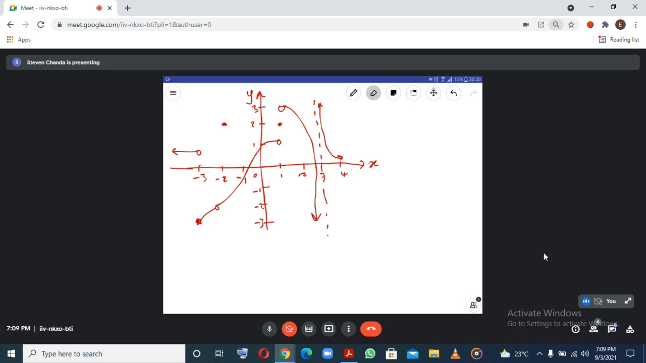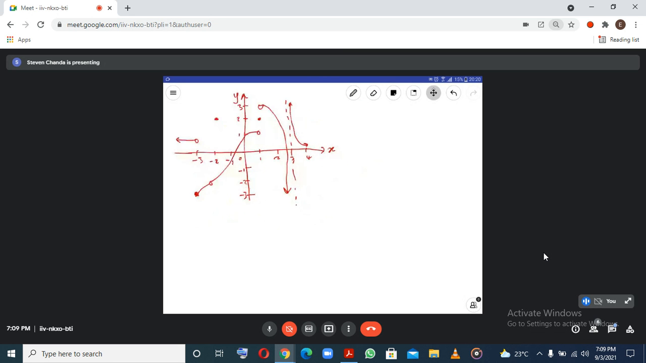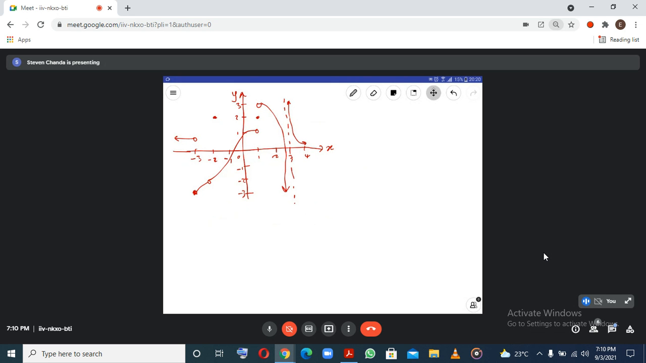Okay, now let's start. What are we looking at? Let's say we are looking for the limit. Remember, we are saying limit as x goes to -3. Now remember, -3 is here, right?